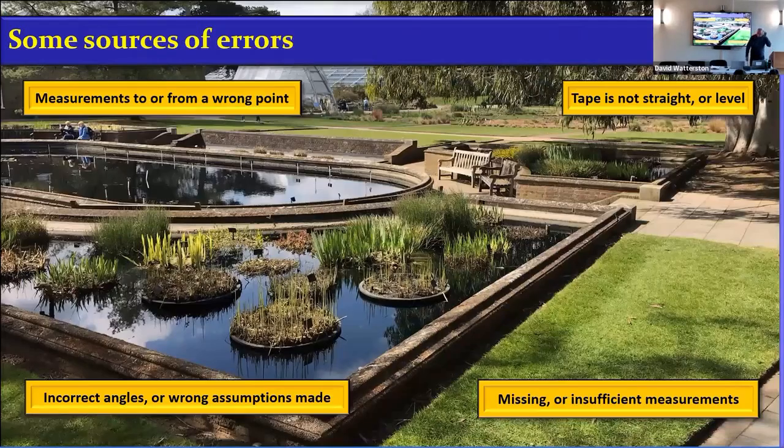So where do the errors come in? Well, the errors come in if the tape is not straight or level. So you're going over walls and things like that. And again, ideally, you want to have it flat and straight from point A to point B. There are things you can do when you measure over the wall.